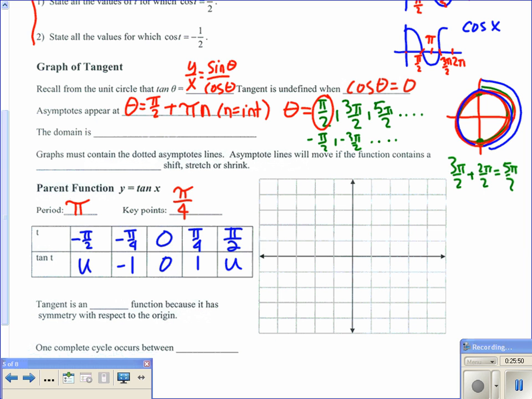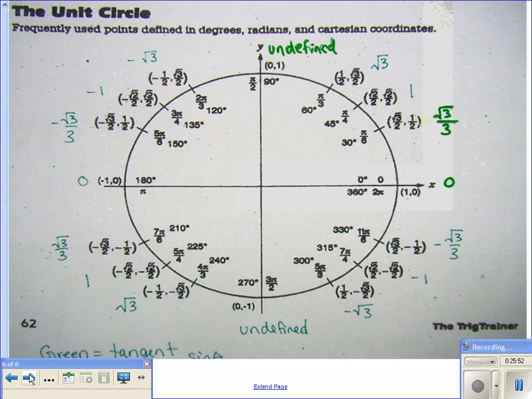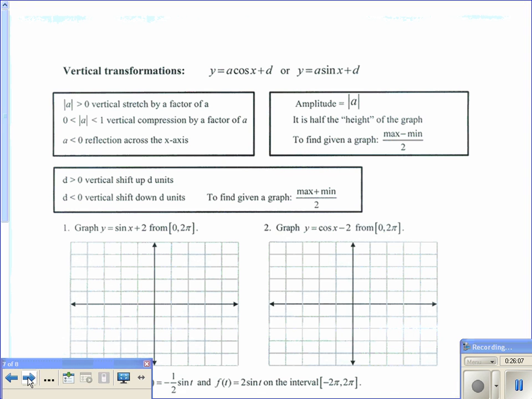Remember that we've looked at these values before on our unit circle. Just to show you, here we have 0, here we have values that are undefined, and then this value right here for pi over 4 is 1, and this value is negative 1. So that's just using your unit circle.